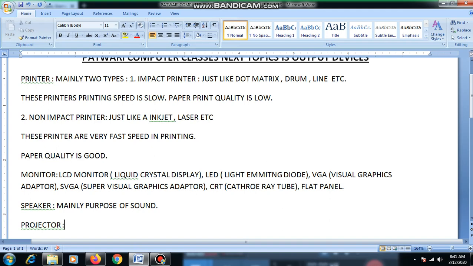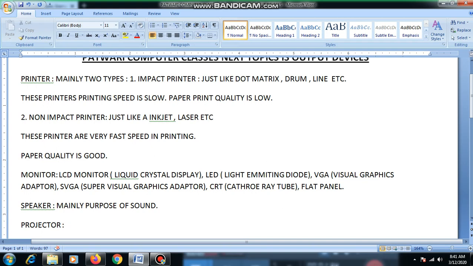And console, LCD monitor, liquid crystal display, LED, light emitting diode. And VGA, video graphics adapter, SVGA, super video graphics adapter, CRT, cathode ray tube, and flat panel. These are the types of visual display unit, like monitors. Speaker is mainly used for sound. Now next one is projector.